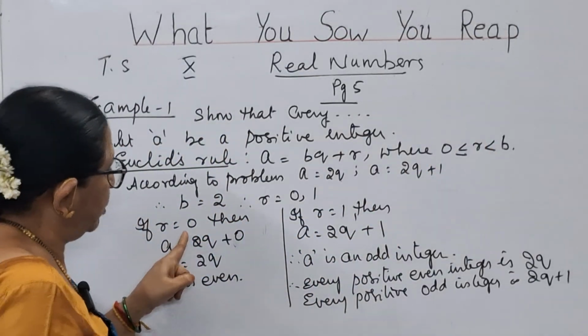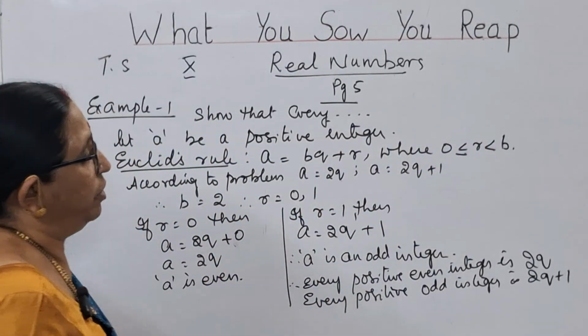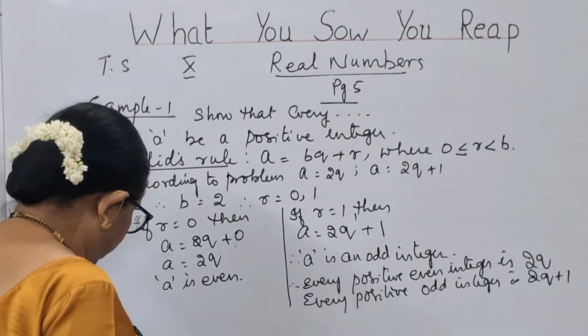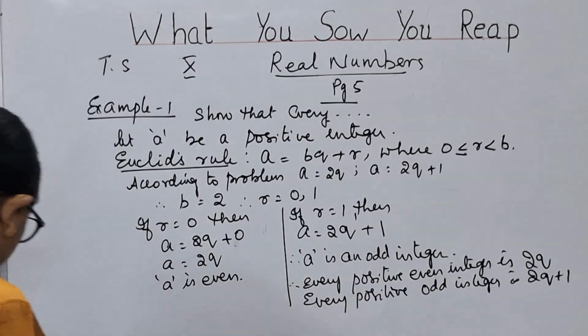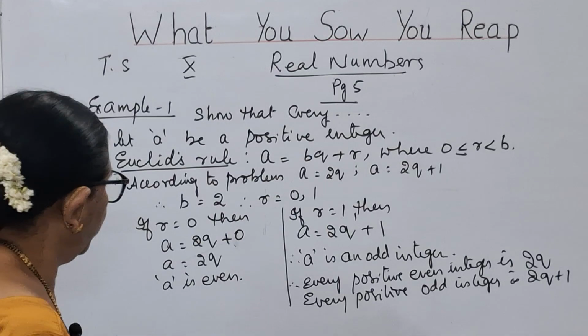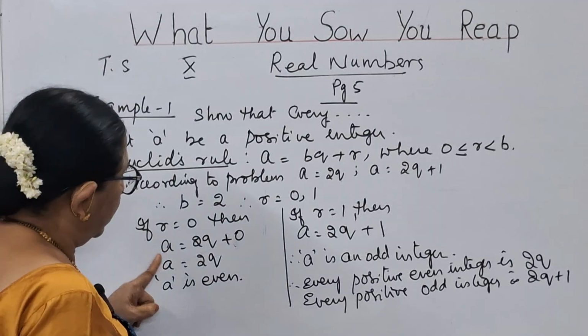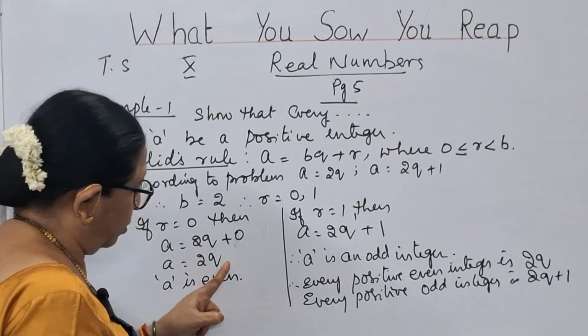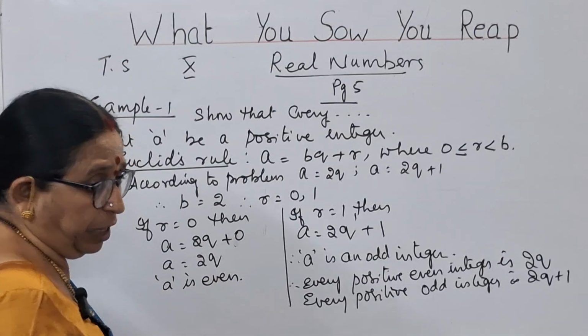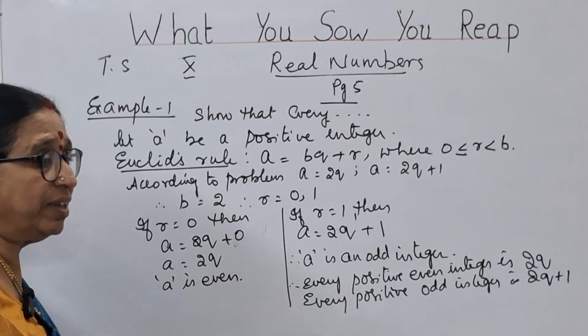So r value will be either 0 or 1. The next number will be equal to 2. So that is why we are going to take it that way. So if r is equal to 0, what will you write, children? a is equal to 2q plus 0. That means 2q, a multiple of 2. Any multiple of 2 is even.